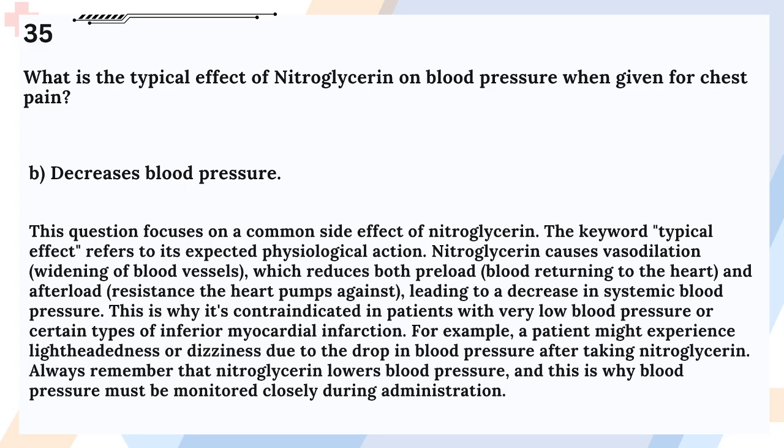Answer B. Decreases blood pressure. This question focuses on a common side effect of nitroglycerin. The keyword typical effect refers to its expected physiological action. Nitroglycerin causes vasodilation, widening of blood vessels, which reduces both preload, blood returning to the heart, and afterload, resistance the heart pumps against, leading to a decrease in systemic blood pressure.